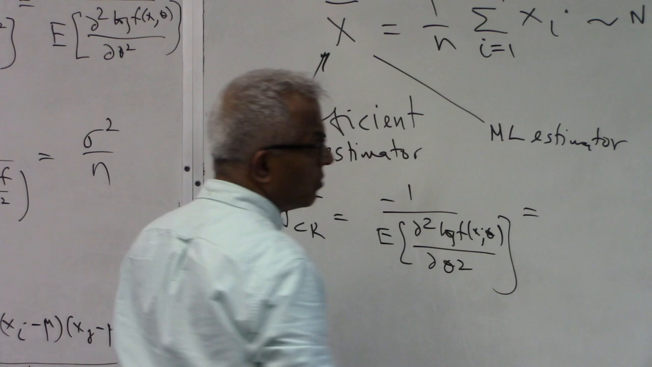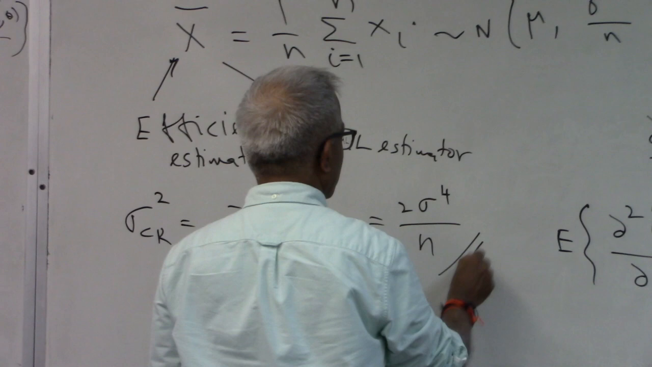will be inverse of that. So that is 2 sigma 4 over n.